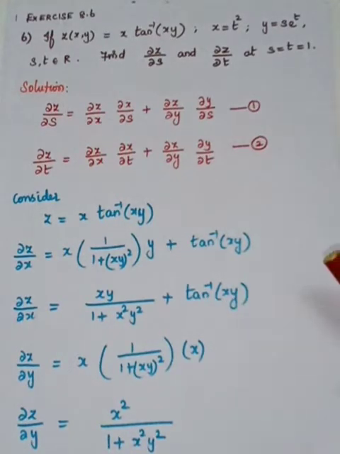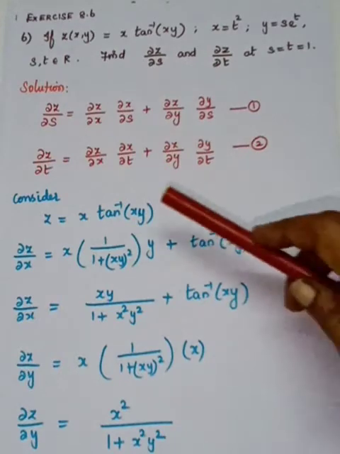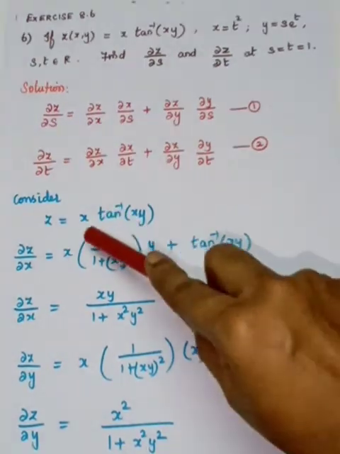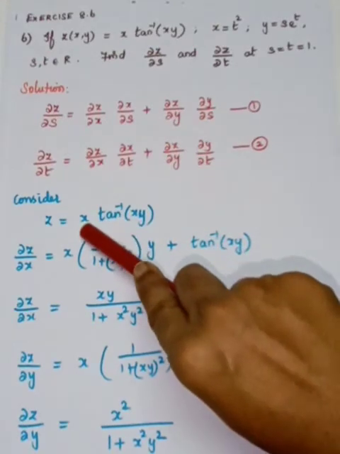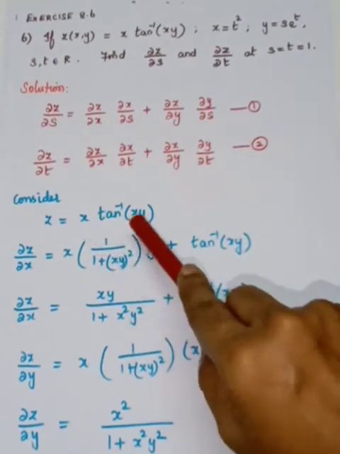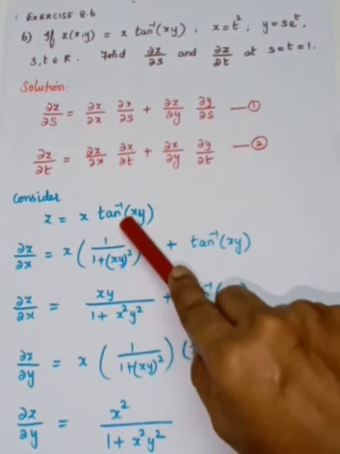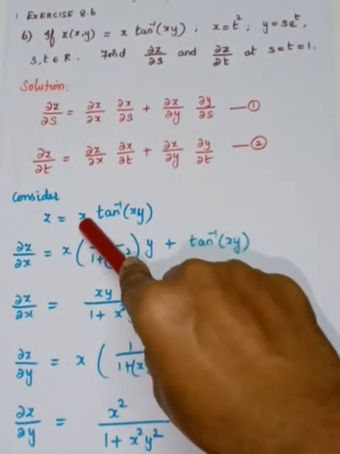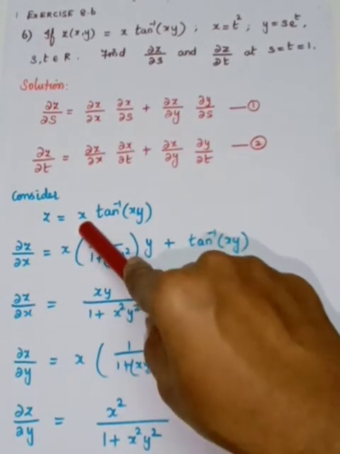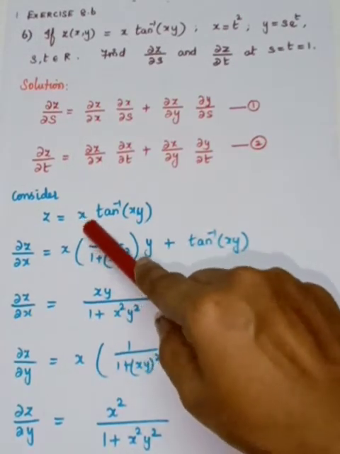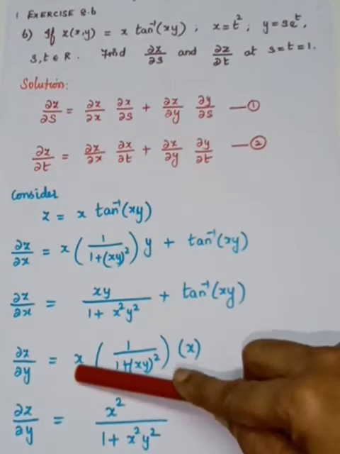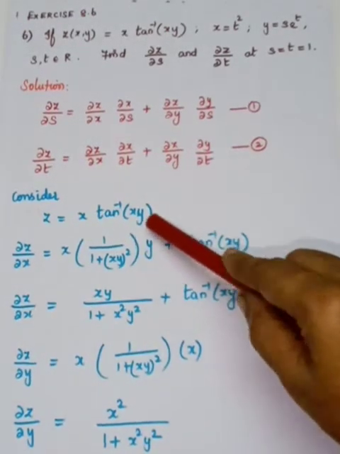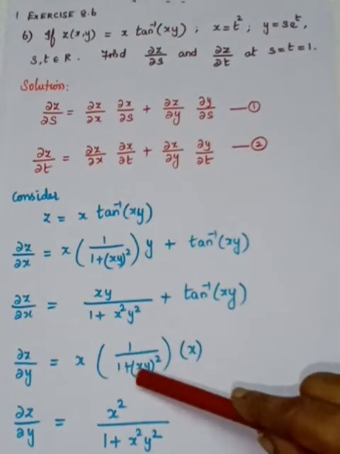Next what I have to do, dou z by dou y. So z has to be differentiated partially with respect to y. Okay, you see that here, this is x. So y you are having only one term. Okay, so first while you are going for the partial differentiation, you first have to search the constant. So here x is a constant, so x is written here, and then you have to differentiate tan inverse of xy. So it will be 1 by 1 plus x squared.